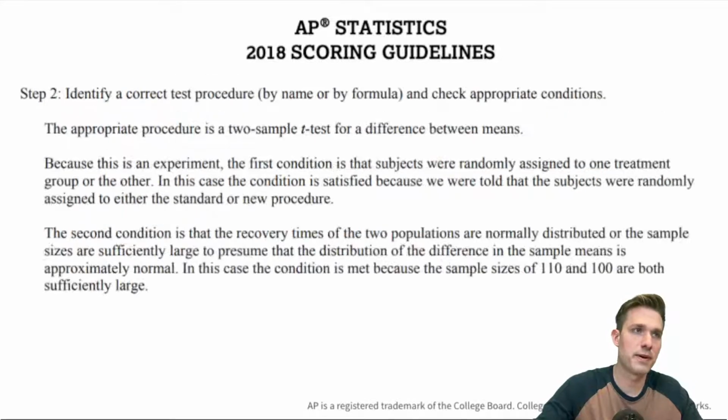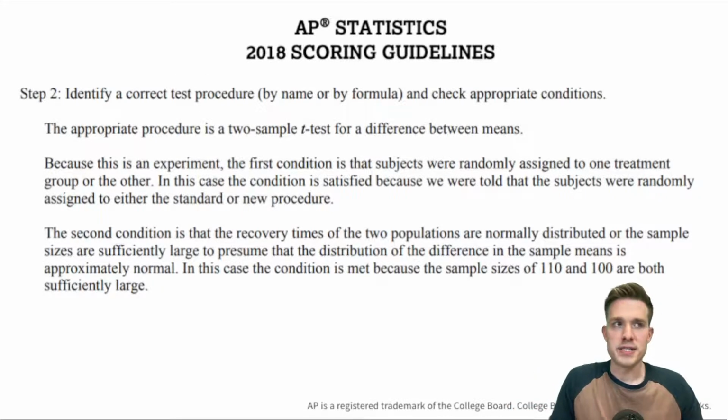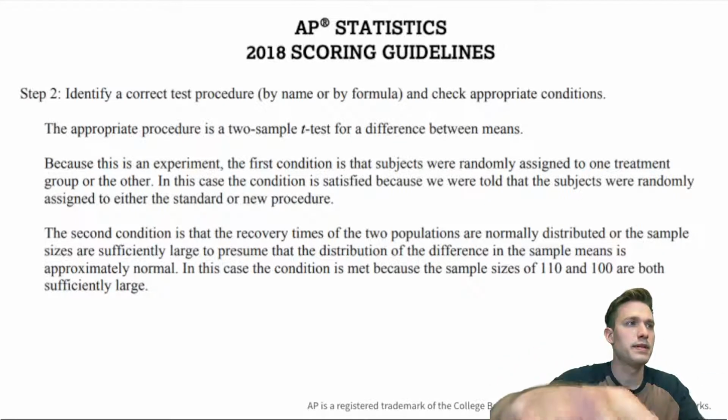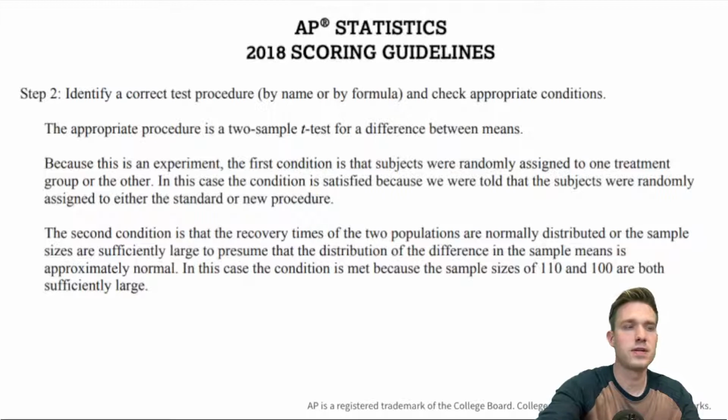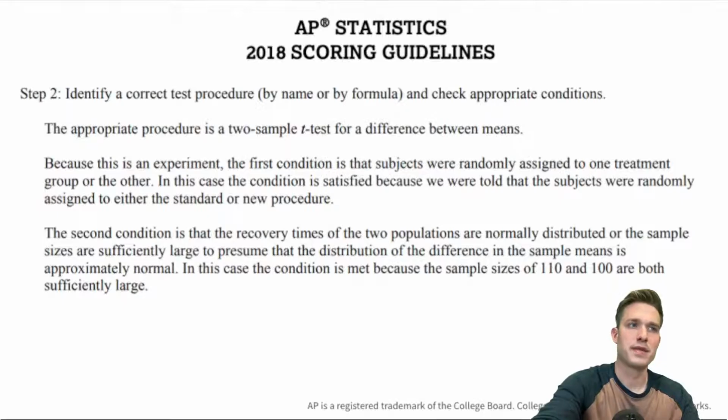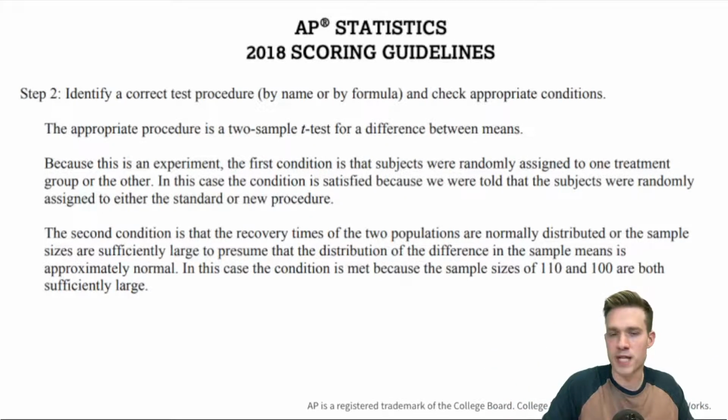All right, let's get into the math part though. Part 2 actually says to identify the correct test procedure by name or by formula and to check the appropriate conditions. Now, the test name will be found on the calculator. If we look back at the calculator for a second, up here we do have our 2-sample t-test for means. That's not abbreviated. It's very easy to see that. Again, your students are going to be responsible for checking those conditions. Do make sure that they are remembering what conditions to check for and that they write those out.